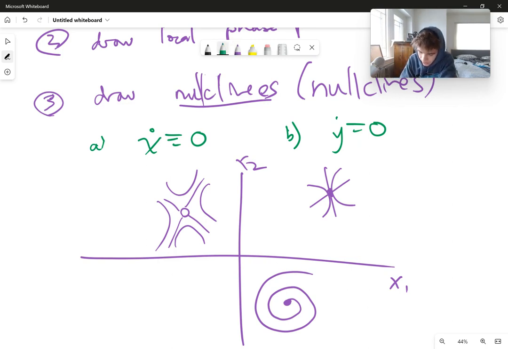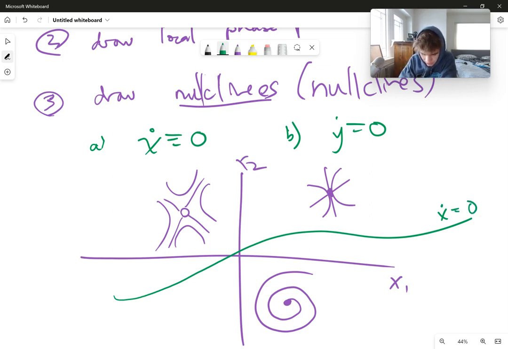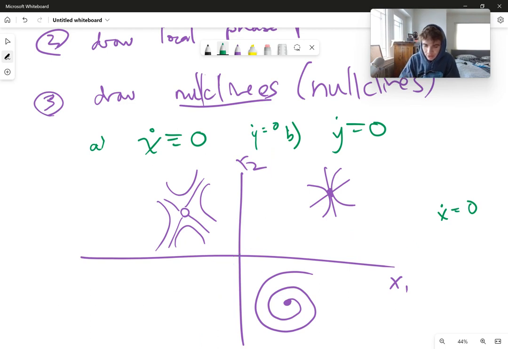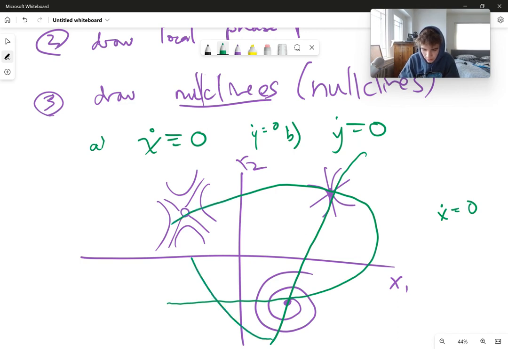Now I have some null lines. This is hard to come up with an example on the spot. Say I have something like this. Here's my null line for x dot equal to 0, and here's my null line for y dot equal to 0. Totally arbitrary example. I'm not sure what system this would actually model. Actually, this is totally wrong. The intersection of the null lines has to be the fixed points. So we could have null lines that look like this, but notice that when the null lines intersect, we're going to have a fixed point. So yeah, I'm going to have to remake this video.